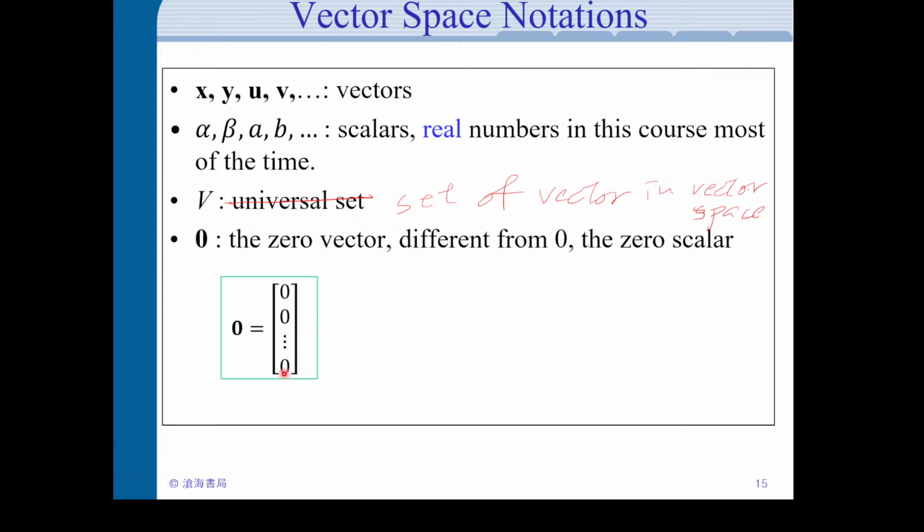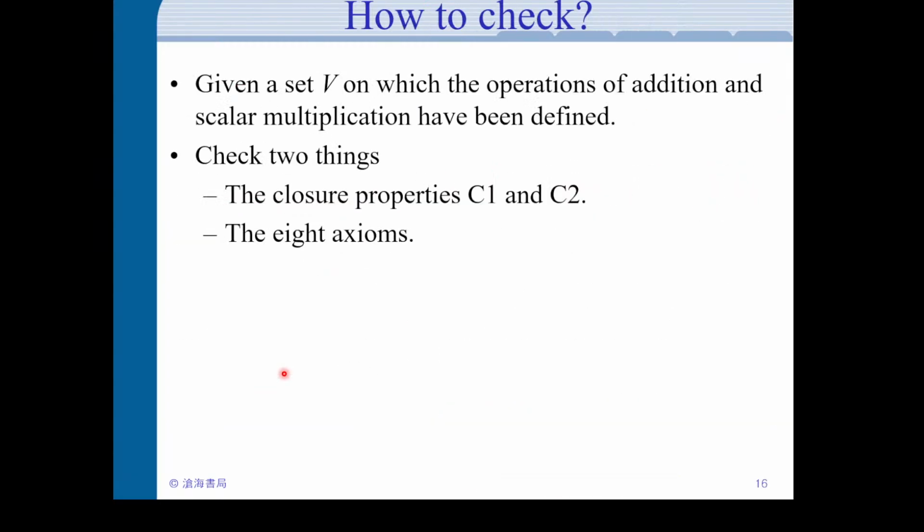Okay, so we can define a whole bunch of different vector spaces. We give any set V and give two operations, addition and scalar multiplication. Then we can check whether it's a vector space by checking all those 10 things. So we need to check that the two closures are satisfied and the 8 axioms are satisfied.